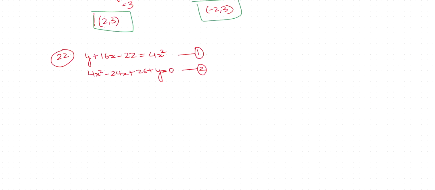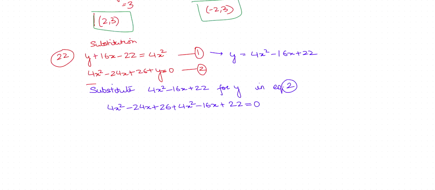So these are the two equations given here and we have to solve it using substitution. This is equation 1 and this is equation 2. From equation 1, we see that y is equal to 4x squared minus 16x plus 22. So we'll substitute this for y in equation 2 here. Instead of this y, we will write 4x squared minus 16x plus 22. Now we'll simplify it.